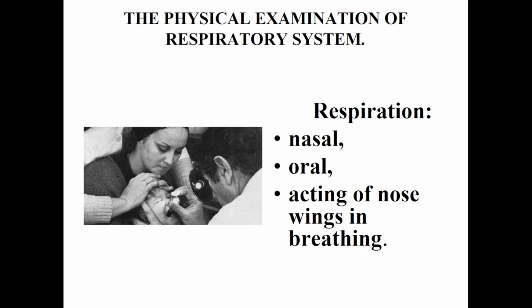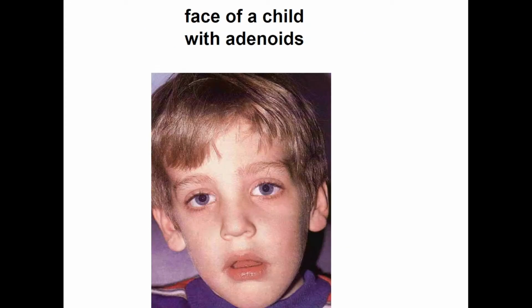Now let's talk about the physical examination of the respiratory system. We will examine the type of the child's respiration: nasal, oral, and acting of the nose wings in breathing. On this slide, you can see the face of a child who has adenoids. He breathes through his mouth.